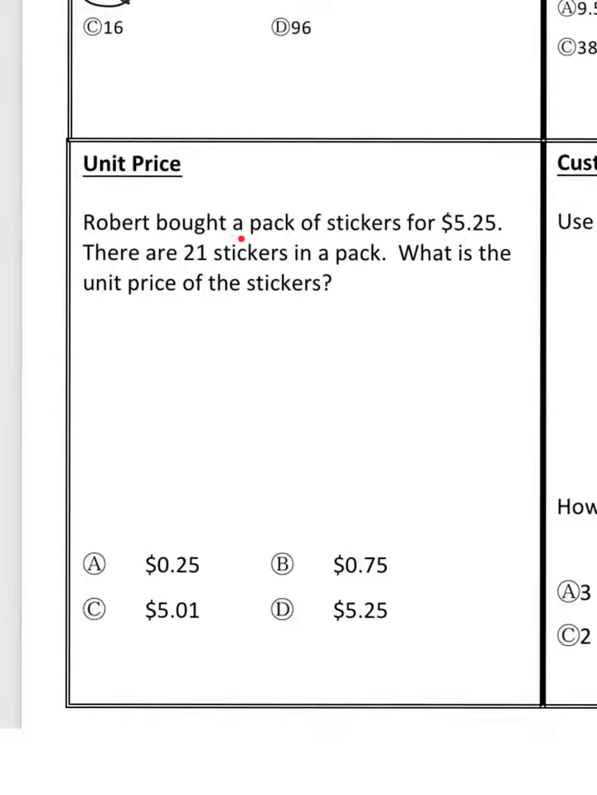Okay, it says Robert bought a pack of stickers for $5.25. There are 21 stickers in a pack. What is the unit price of the stickers? Now, unit price in this situation will be the cost of one sticker. So here's what I'm going to do first. I'm going to write money first. Let me turn my pen on, sorry. Money first. $5.25 for 21 stickers. Okay, let's take a second, make sure you have that written down. Yes, if you're fixing this, I want to see that you actually wrote that down.